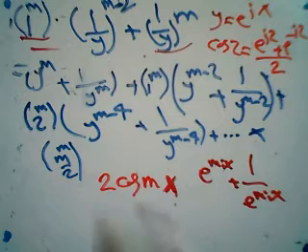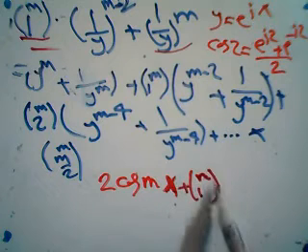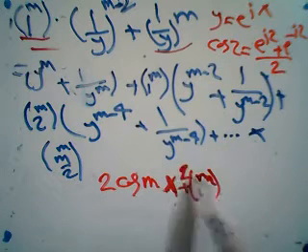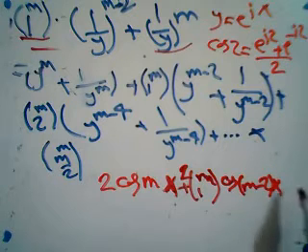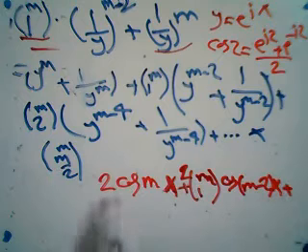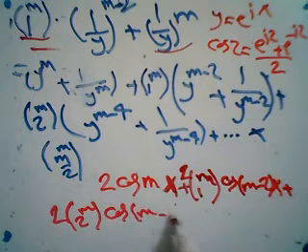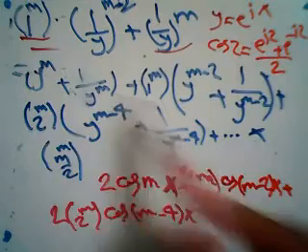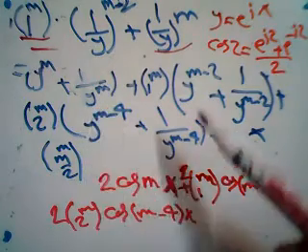So for every term, the next term would be plus this times 2 cosine of n minus 2 x, and for this term that will be plus this times 2 cosine of n minus 4 x. This was the expansion of cosine of x to the n.